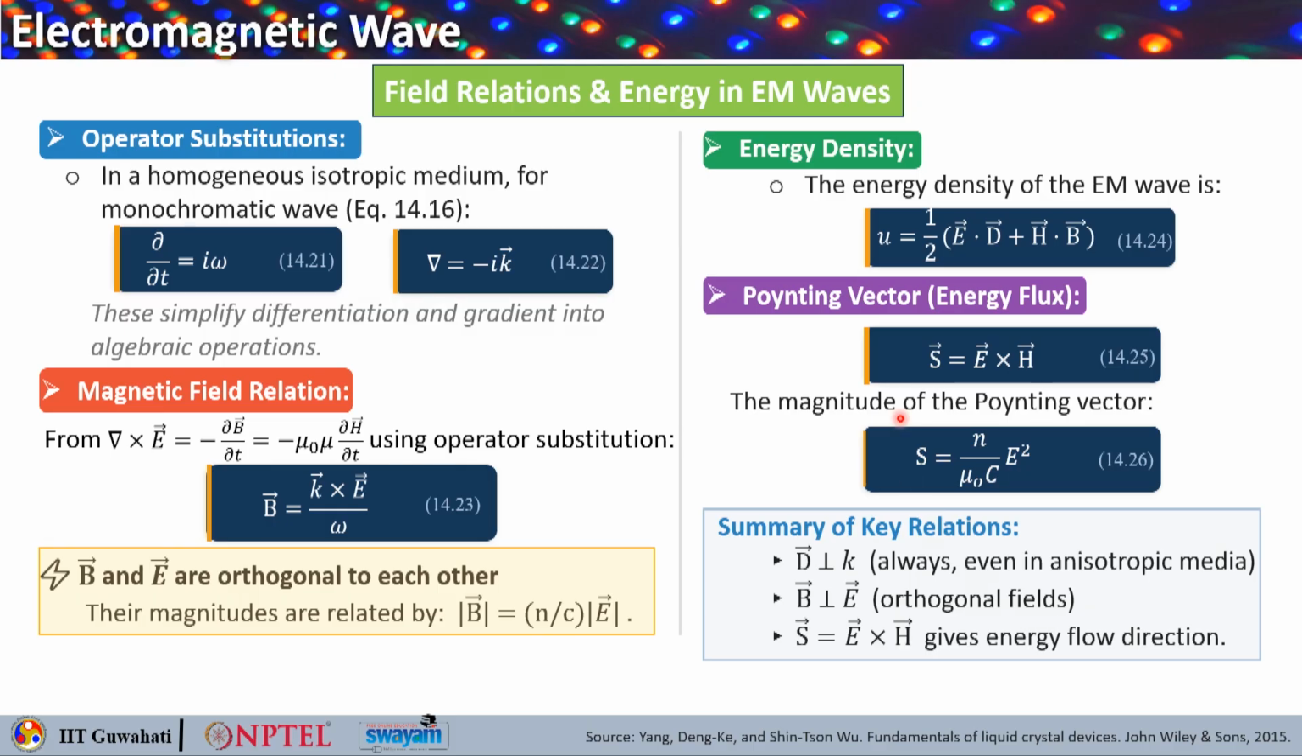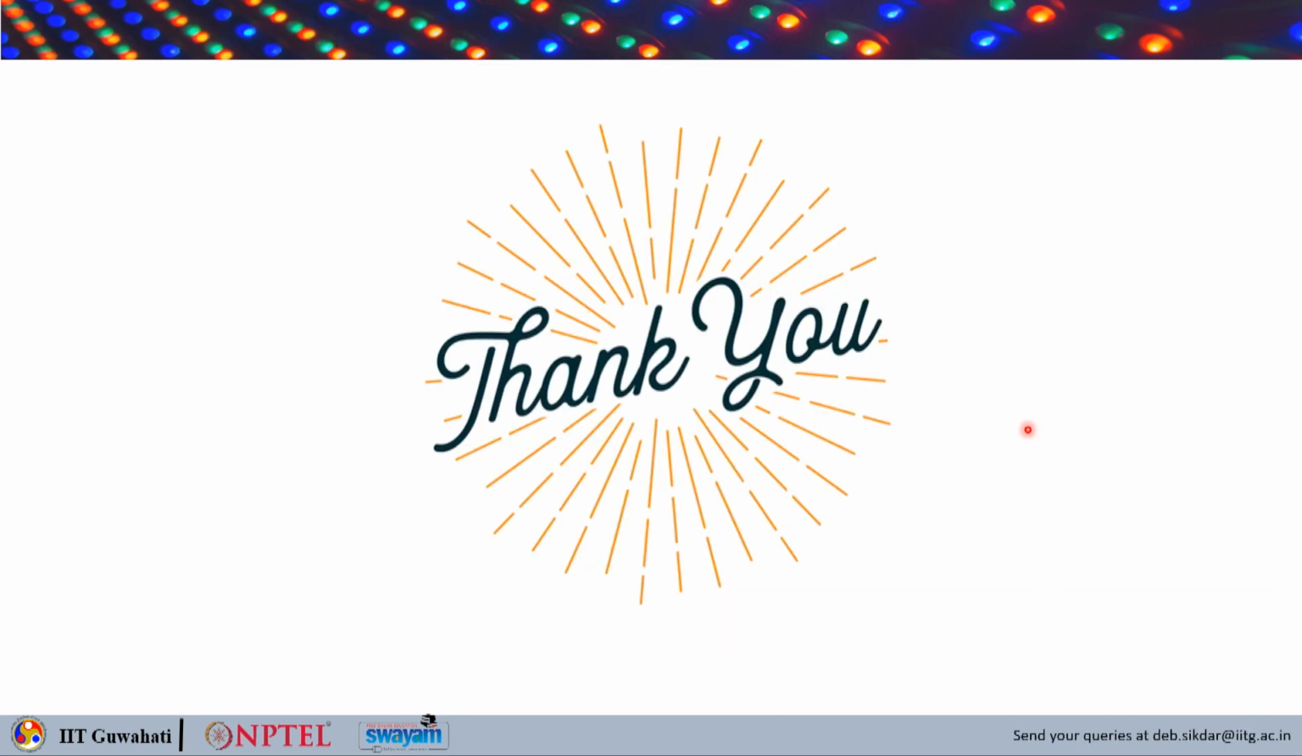So, what is the important summary of these key relations? The first thing is that D, the electric displacement, is always perpendicular to the propagation direction. This is true in the case of isotropic media and also true in anisotropic media. For E, it is only true in the case of isotropic media. We have also seen that B and E are orthogonal fields, and the Poynting vector S, the cross product of E and H vectors, gives the energy flow direction. So, with that we will conclude our lecture here.